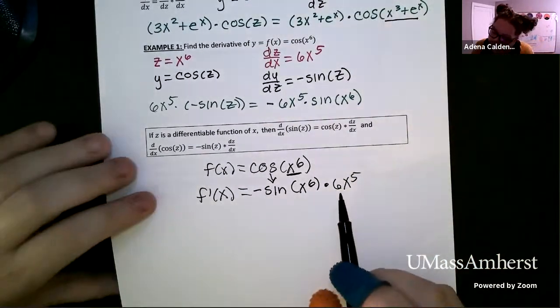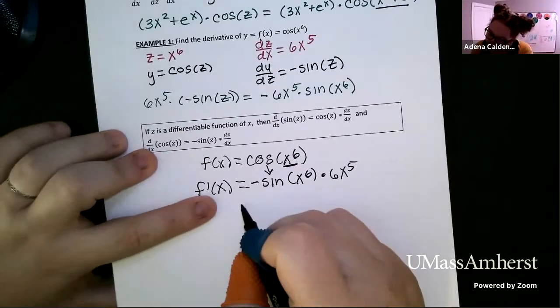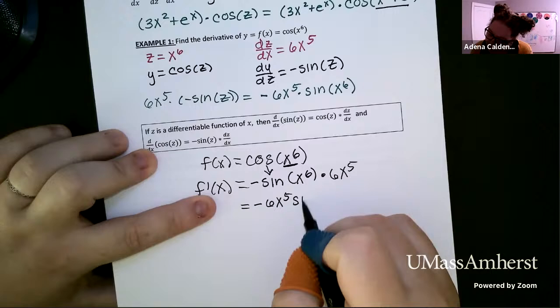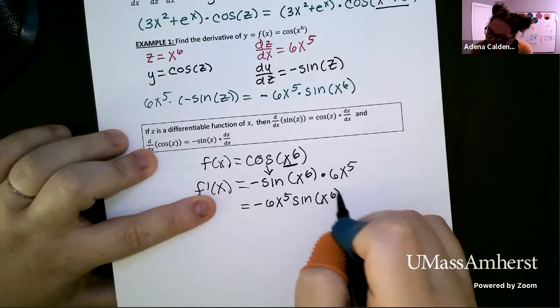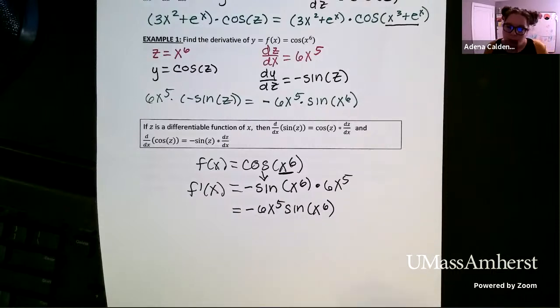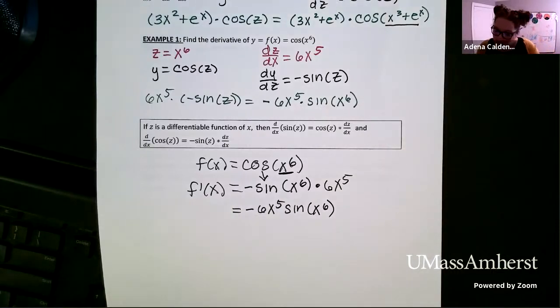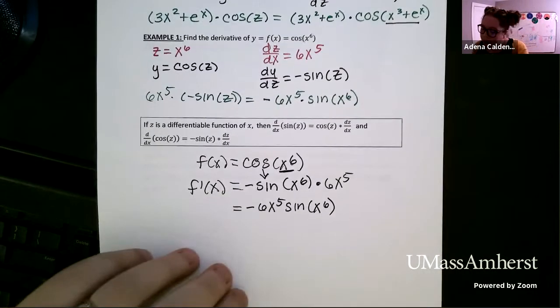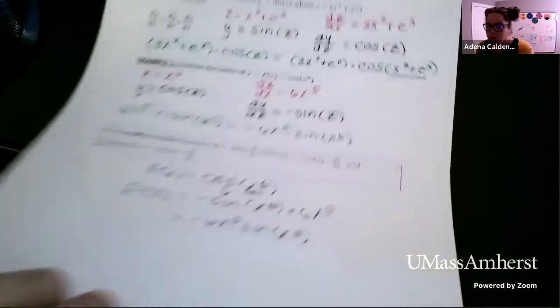And again, typically constants come to the front. So we can rewrite this as negative 6x to the 5th sine of x to the 6th. So the same thing we got before, but we're just reasoning through it without writing down all the pieces. So two different ways to approach it, both equally valid. Okay, so let's look at some practice problems of sine and cosine.